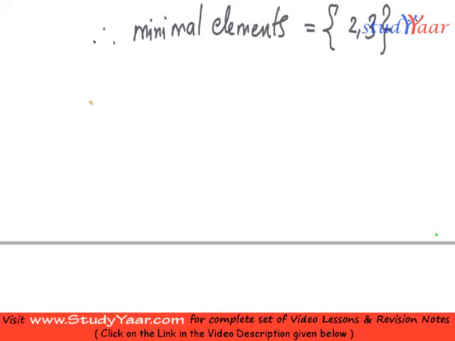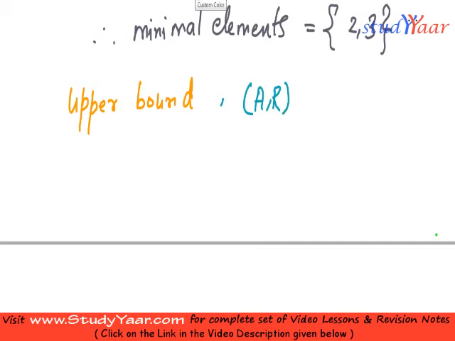Now let's talk about what is an upper bound of two elements. We are going to talk about upper bound in a poset (A, R). We define an upper bound like this.